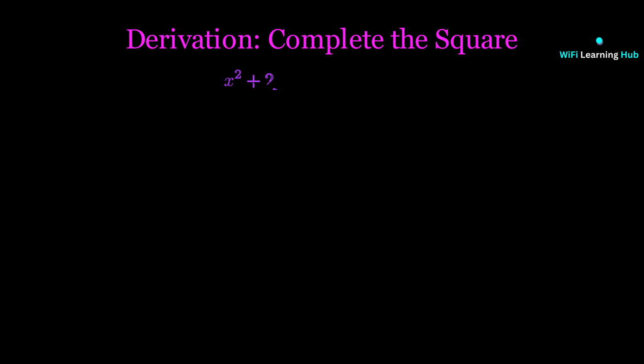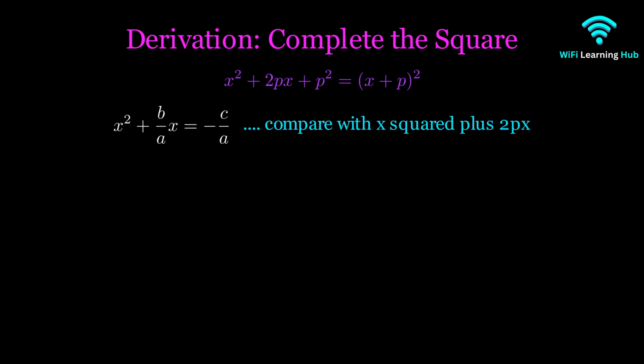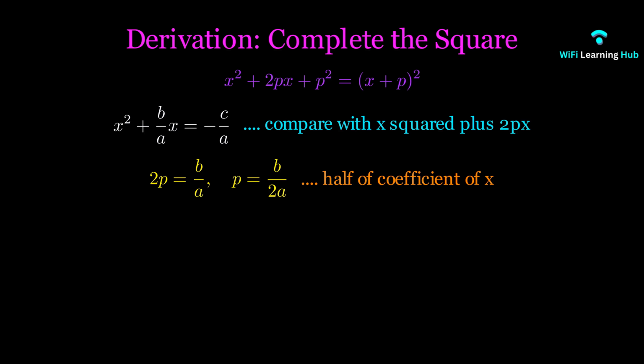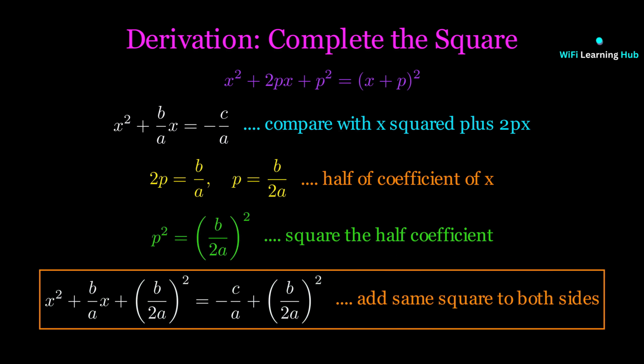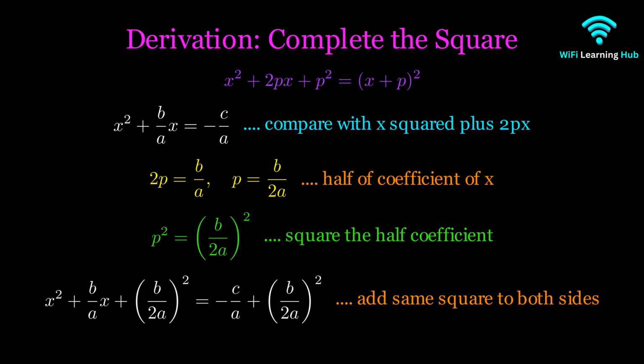To complete the square, we use this form. x squared plus 2px plus p squared equals (x plus p) whole squared. Now compare x squared plus (b by a)x with x squared plus 2px. So 2p is equal to b by a. Therefore p is equal to b by 2a. Now square p, so p squared is (b by 2a) whole squared.